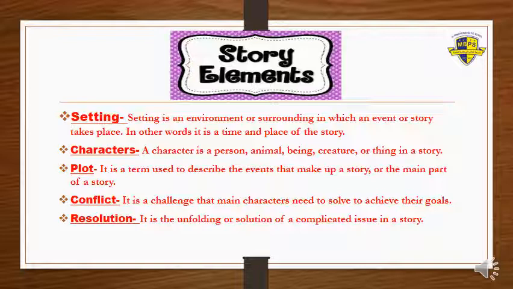The third element of the story is plot. Plot is a term used to describe the events that make up a story. Or in other words, you can say that it is the main part of the story. The fourth element of the story is conflict. Conflict is a challenge that main characters need to solve to achieve their goals. And this is also an interesting part of the story, because if there is no conflict, you will not find the story interesting. The last element of the story is resolution. Resolution means it is the unfolding or a solution of a complicated issue in a story. Because if there is no resolution in the story, there can be no ending of the story also.